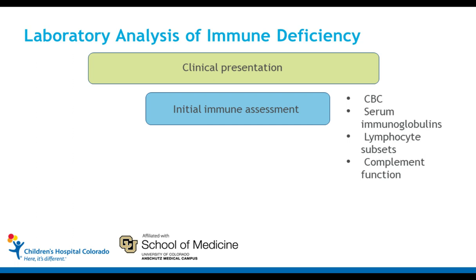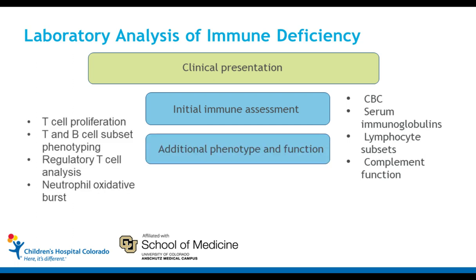In general, an initial immune assessment done in the laboratory would include a complete blood count, or a CBC, serum immunoglobulin levels, lymphocyte subsets, which would include broadly the T cells, B cells, natural killer cells, their percentages and absolute counts, and complement function. Complement function tests the integrity of the entire complement pathway, and it's known as the CH50 test. So this category of tests gives us a broad overview of how the immune system is working.